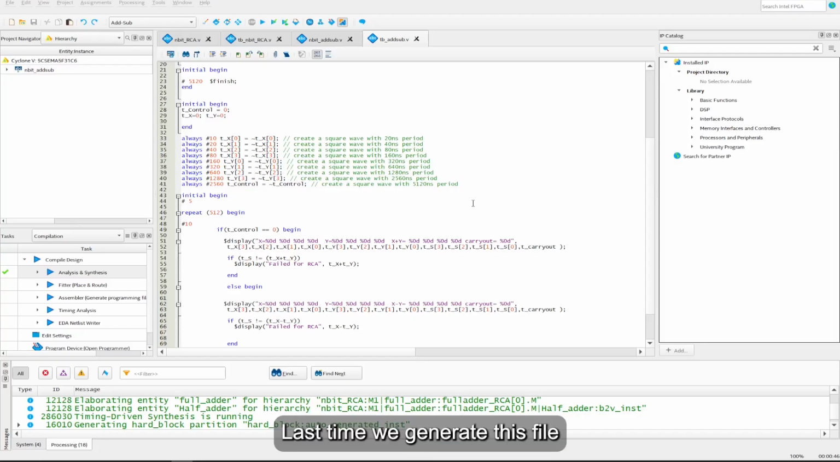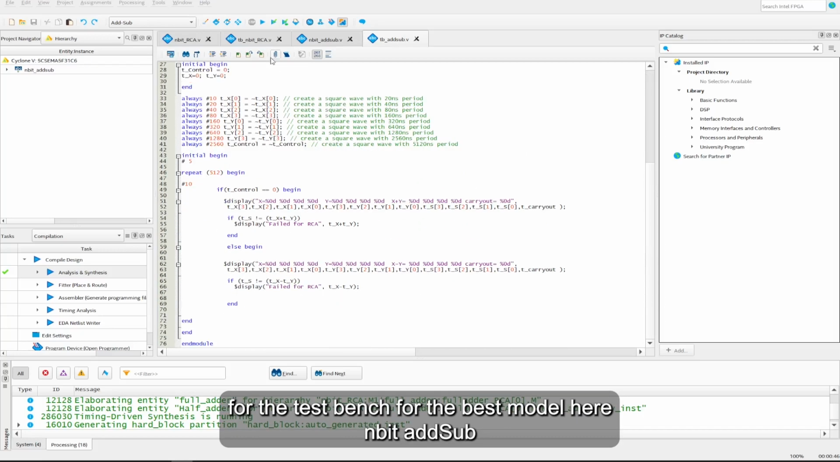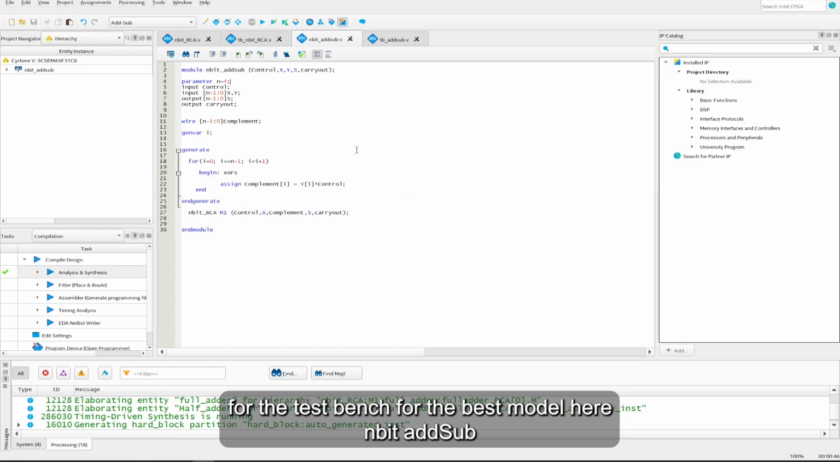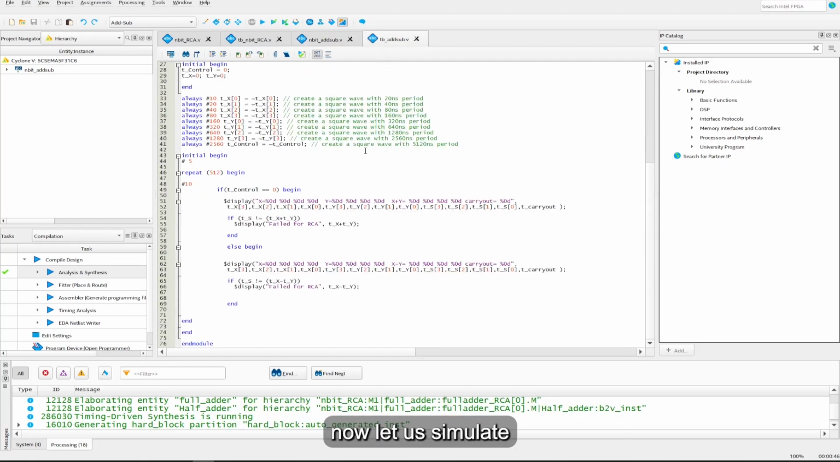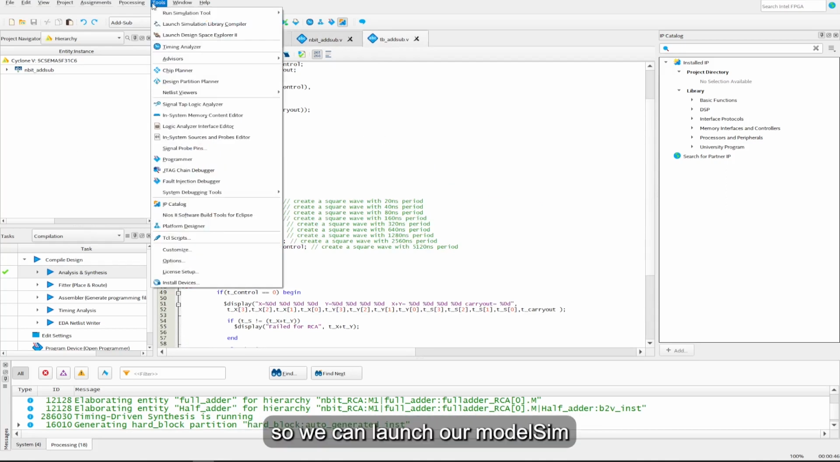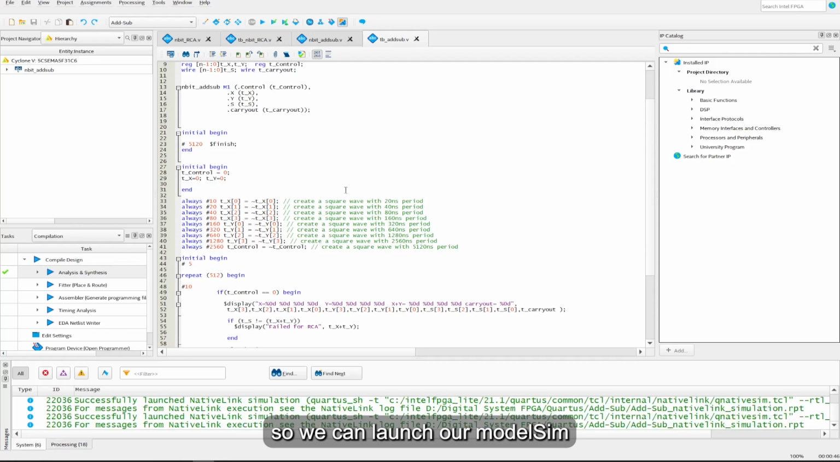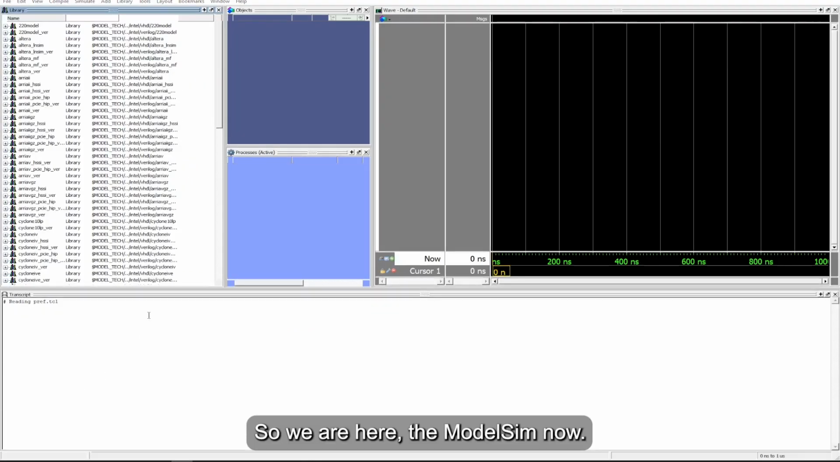Last time we generated this file for the test bench for this model, n-bit add sub. So now let us simulate the functionality of the n-bit add sub. So we can launch our ModelSim. So we are here at the ModelSim now.